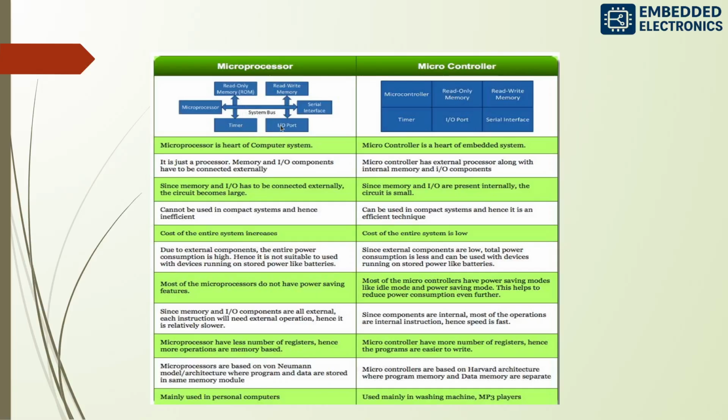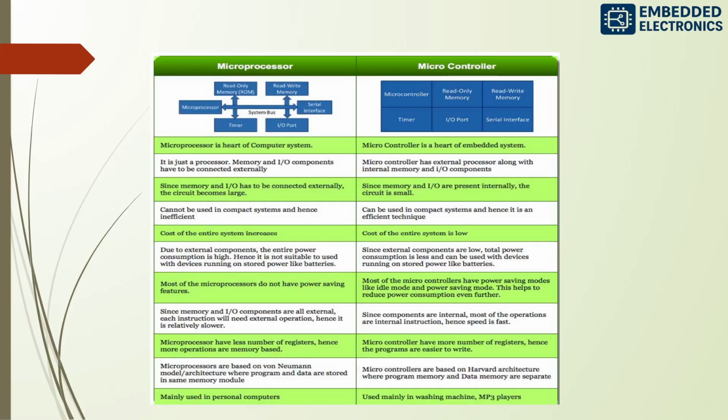So a microprocessor is just a processor, and we need to connect everything externally. Memory and in-out components have to be connected externally. But a microcontroller has the processor along with internal memory and in-out components. All are built in.